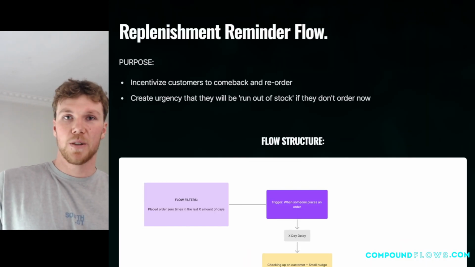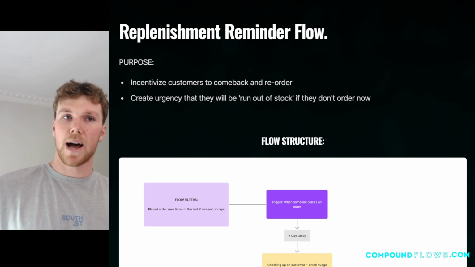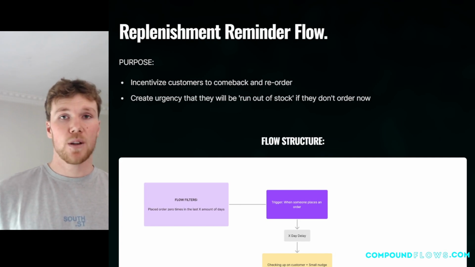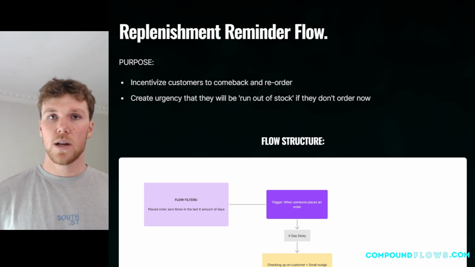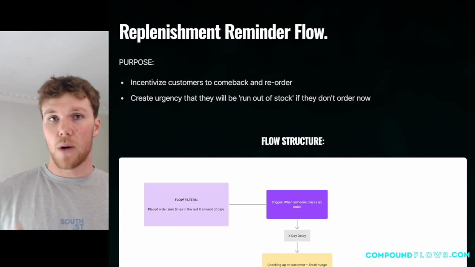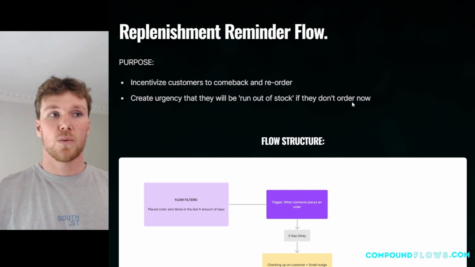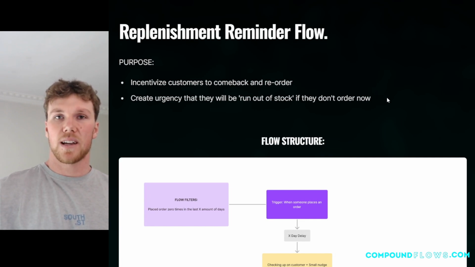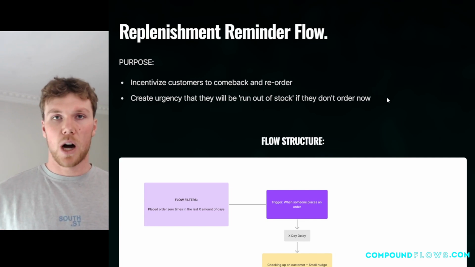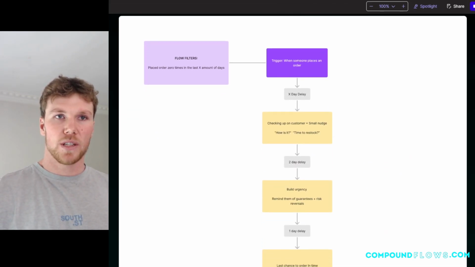Okay, replenishment reminder flow. This incentivizes customers to come back and reorder. This is really good if you're a beverage company or some type of consumable brand where people are going to run out and you want to remind them to come back and reorder. What you want to be doing here is creating some urgency that they'll run out of stock if they don't order now and allow time for shipping. So that's the angle you want to be using here.